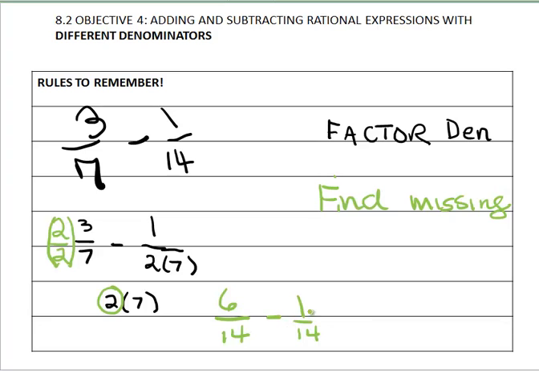And again, leave those denominators alone. They're going to stay 14. But 6 minus 1 is 5. So we'll have 5/14. So we factored the denominator, we found the missing factor, and we fixed it. That's the fix. So factor, find, and fix. Go ahead and copy these, and I'll meet you on the next slide.